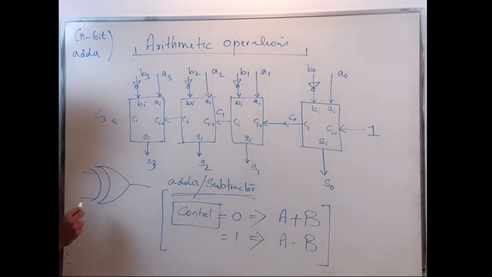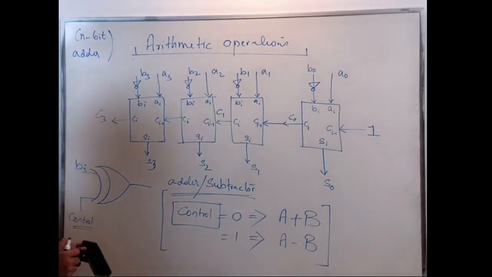As one input, I would place B, let me say BI. And as the other input, I would apply control. Let's see what happens here. What happens to the output F?